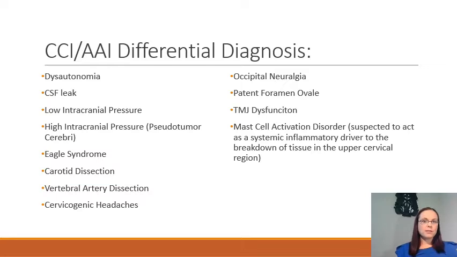And this in particular, we'll talk a little bit about this in a little bit. This condition is suspected to be potentially a systemic inflammatory driver to the breakdown of the tissue in the upper cervical region. So this might be actually impairing the function of the tissues in the upper cervical spine and breaking them down. But it's a chicken or the egg scenario, not quite sure which one is leading to which.